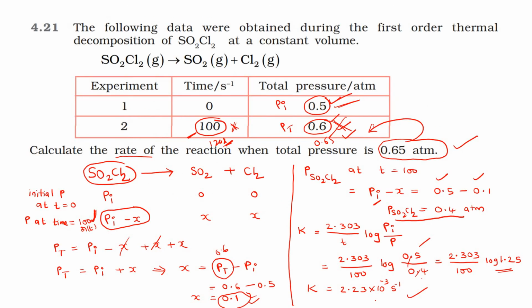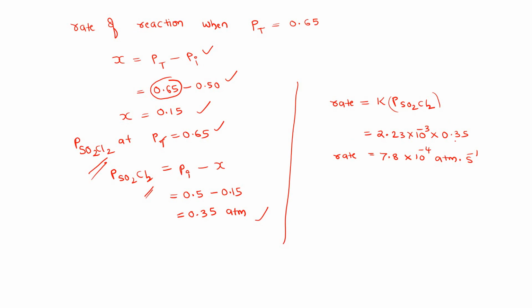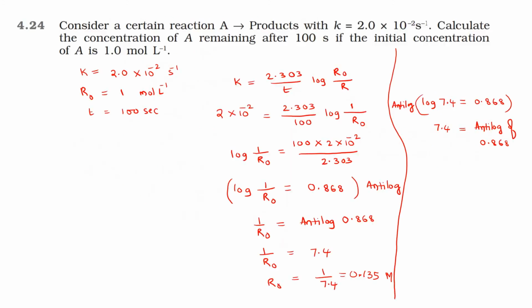Now K is what? 2.3 into 10 to the power of minus 3. Substitute here, and the pressure of the sulfonyl chloride substitute here, we get the rate here. Same thing, but the data is different actually.